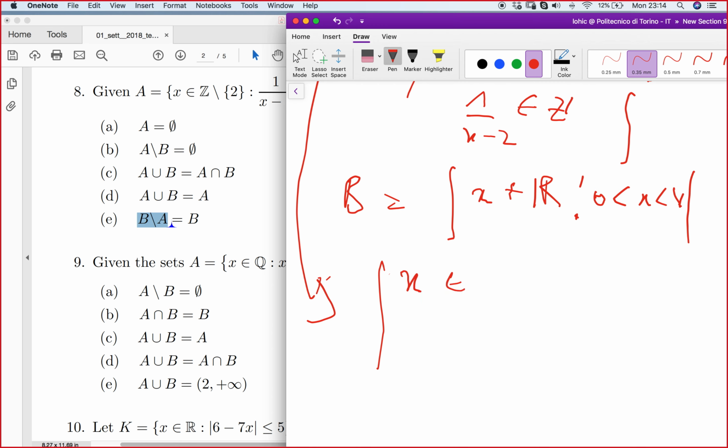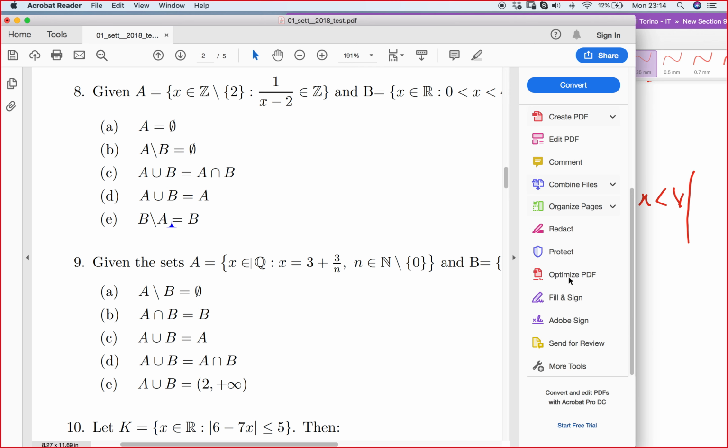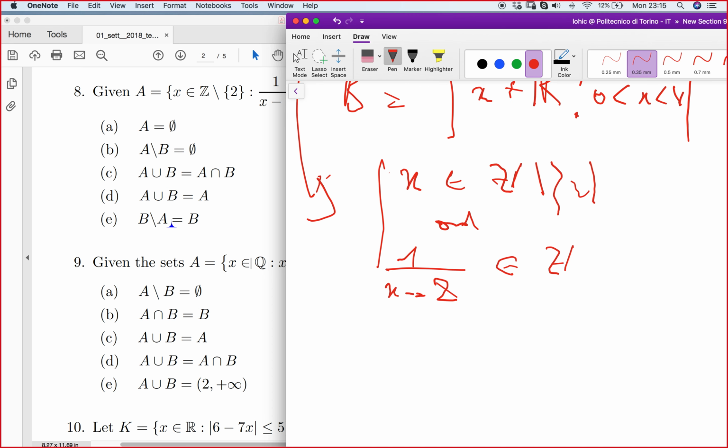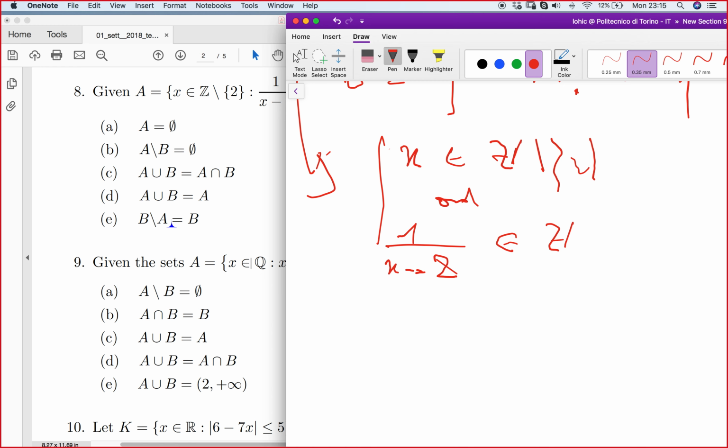The solution is that x belongs to, x should be an integer but not 2, right? And the requirement is that if you take that x, 1 over x minus 2 should be an integer. 1 over x minus 2 should be an integer. Let's find some possible values.